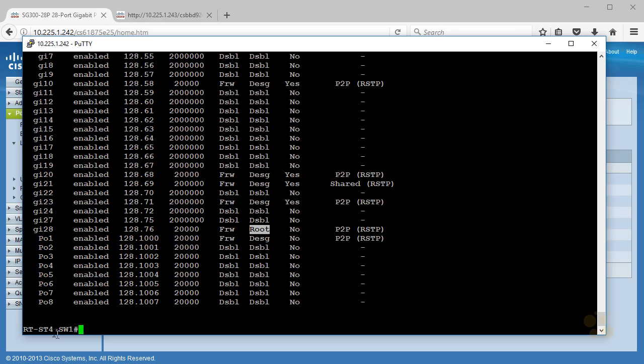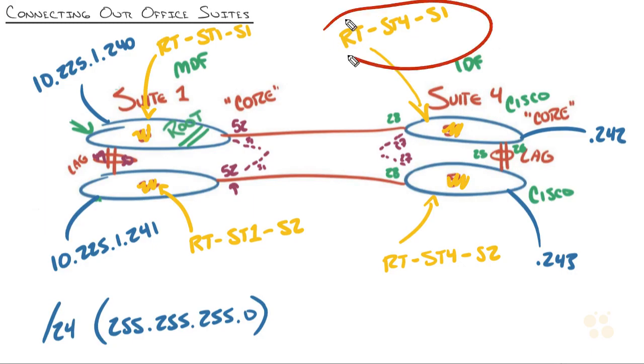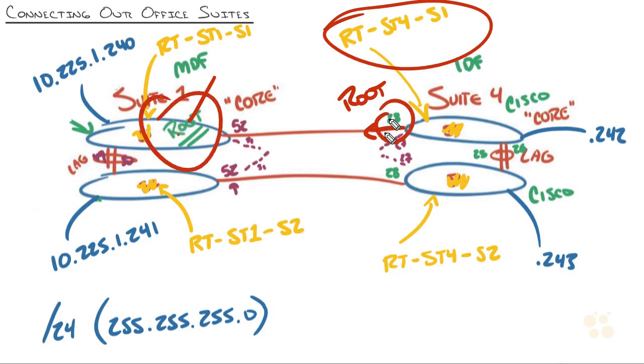Now, does that make sense for us? This is Suite 4, Switch 1. Well, yeah, it does. That's this switch right here. So it's saying port 28 is the root port. That's because this guy right here, actually, I almost crossed it out. He's the root bridge. So it's saying I go out that port to get there. This port, which is now considered port channel 1, is designated, which means it's forwarding.